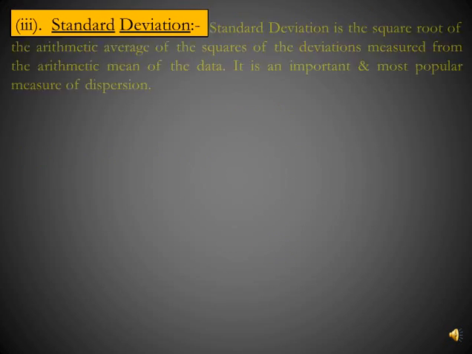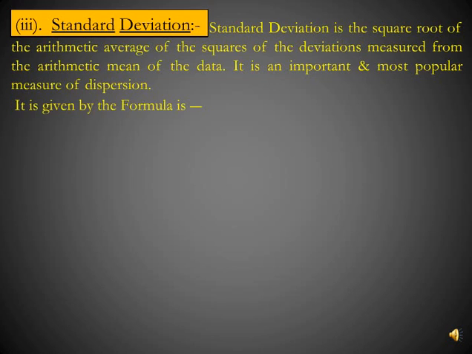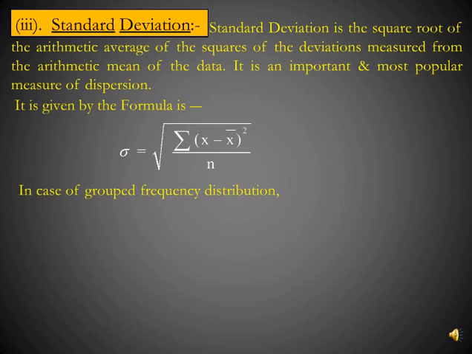Moving to our third measure of dispersion, it is standard deviation. In the case of mean deviation, absolute values of deviations are taken, but in the case of standard deviation, squares of deviations are taken. So standard deviation is the square root of the arithmetic average of the squares of the deviations measured from the arithmetic mean of the data. It is an important and most popular measure of dispersion.